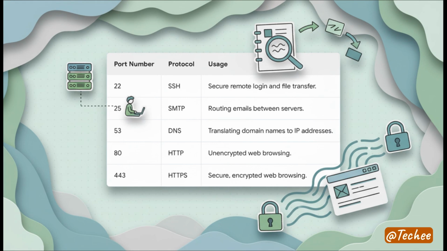Port 22, SSH, is the backbone for secure remote work. Port 25, SMTP, is what sends your emails zipping across the internet. Port 53 for DNS is like the internet's phone book. It turns website names into IP addresses. And of course, port 443, that's for HTTPS, and it secures pretty much every website you visit. It's that little padlock icon you see in your browser.